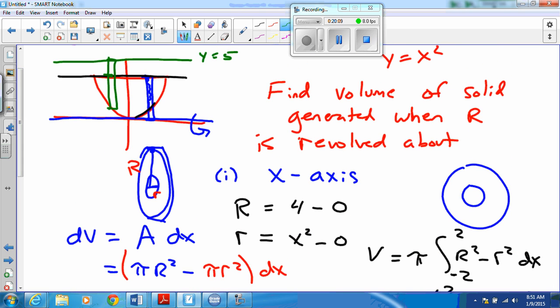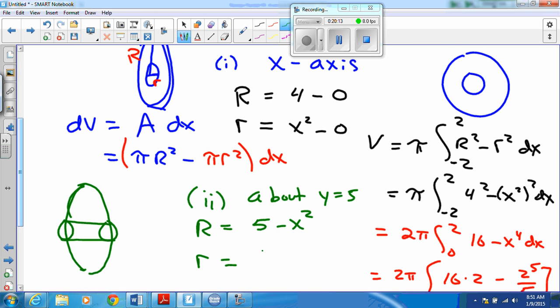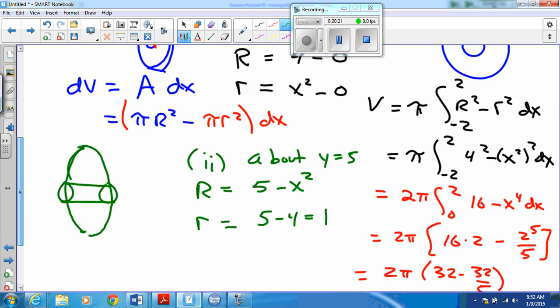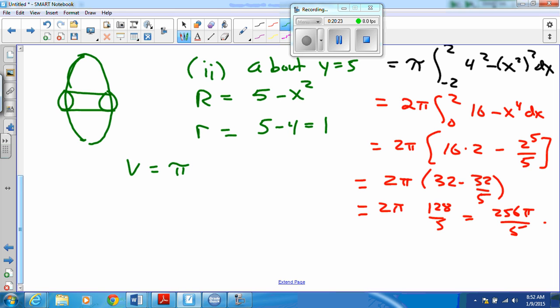The inside radius is going to be axis minus curve here, which is 5 minus 4, or simply 1. And the volume is now pi times the integral from, again, -2 to 2, big R squared minus little r squared dx. And I'm going to leave that integral right alone.